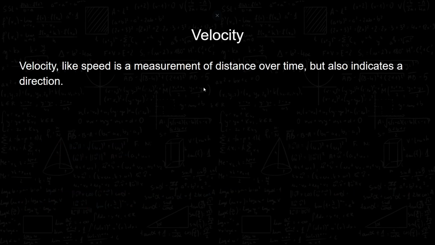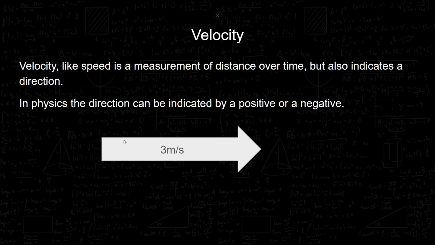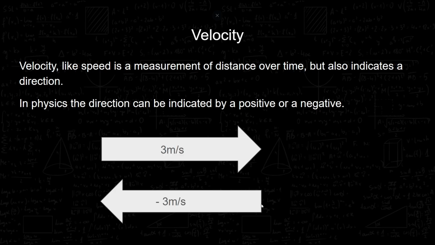So velocity is similar to speed, but it also indicates a direction. What do I mean by that? It might not be 30 meters per second, but it might be 30 meters per second north. Now, usually in a physics class, we're going to indicate the direction by indicating whether the value is positive or negative, where positive would be one direction and negative would be the opposite direction.